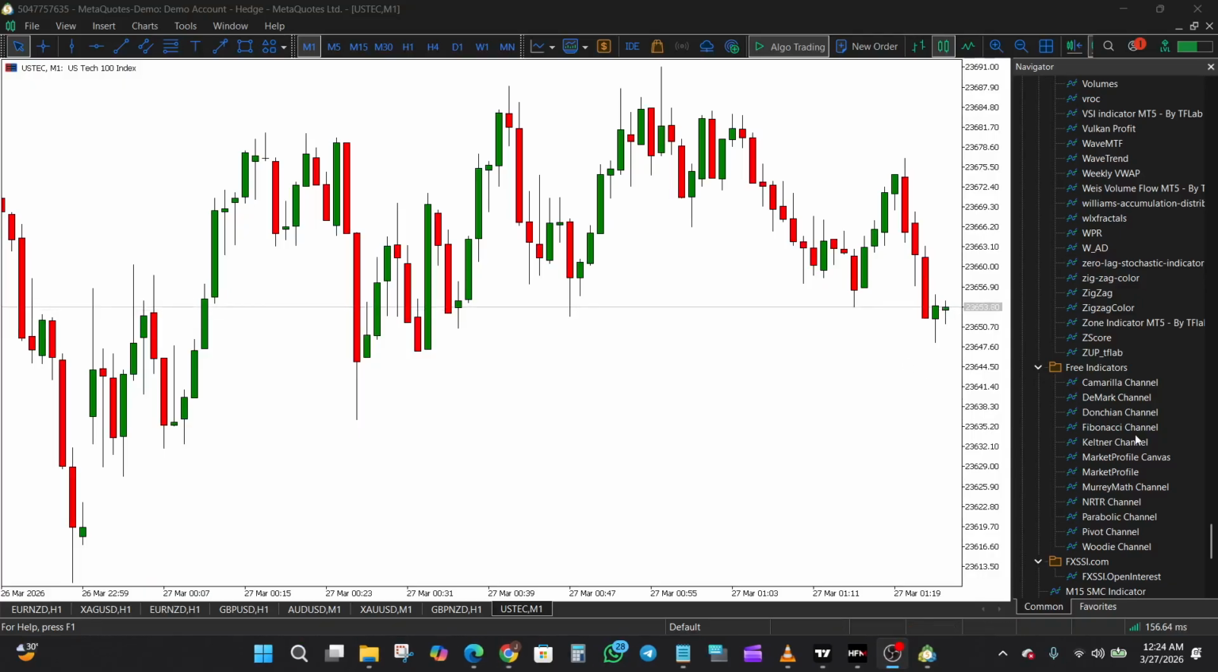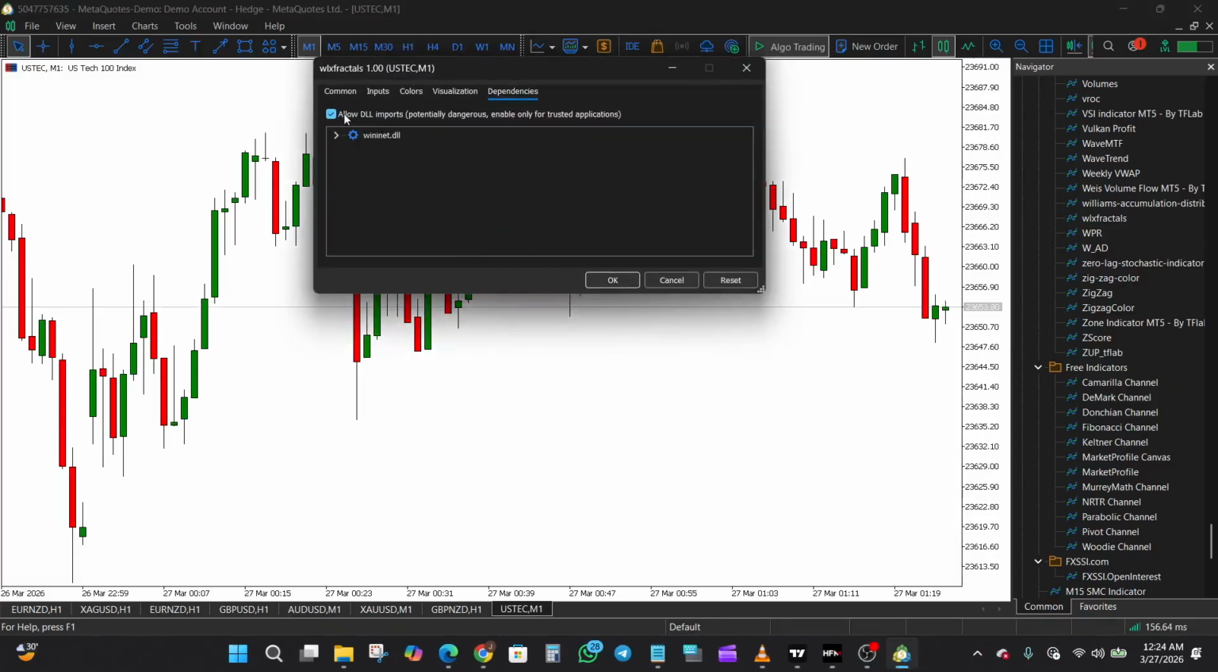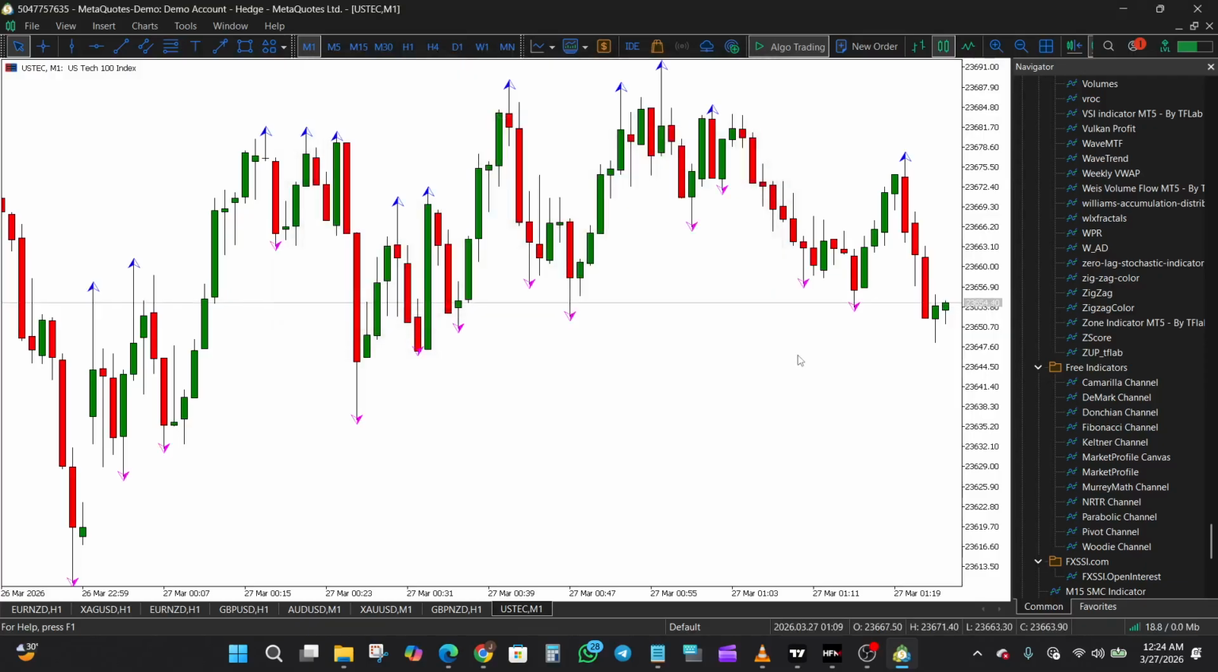Alright, so let us start by adding the indicator to the chart. Just drag and drop, ensure that the allow DLL imports box is checked. Okay, so here we go.